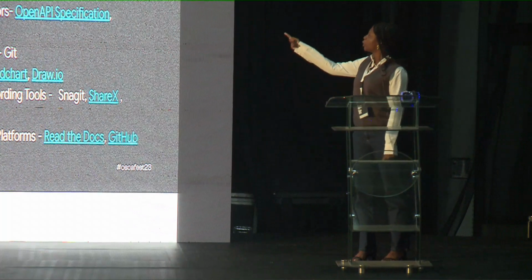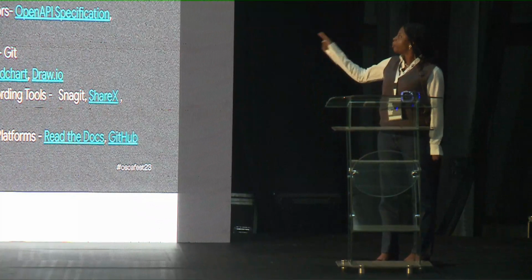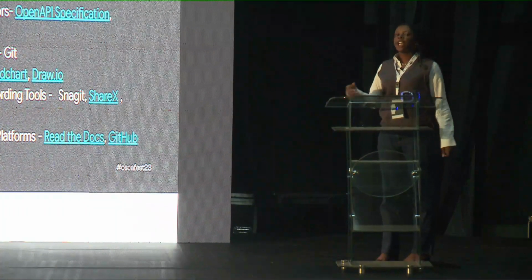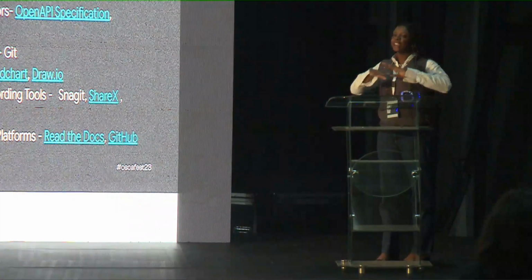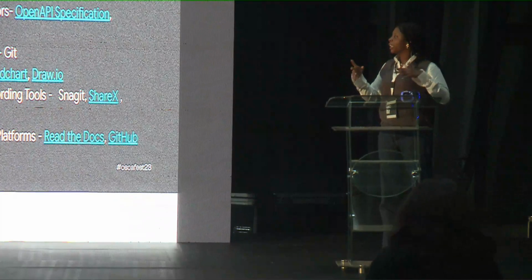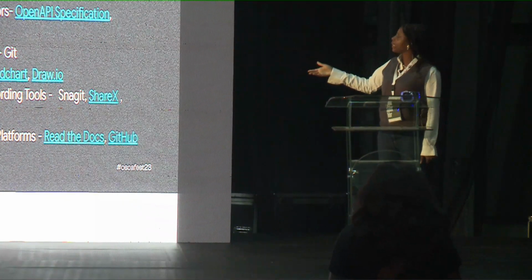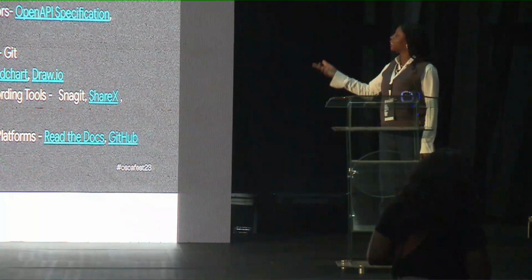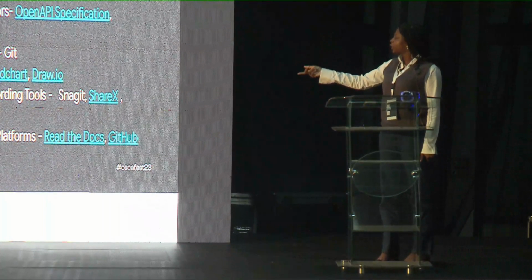Tools for creating technical documentation. You have documentation generators, OpenAPI specification and Sphinx. OpenAPI specification is mostly used for REST APIs. Sphinx is a general documentation generator. Then you have version control like Git, and tools for creating diagrams and flowcharts like Lucidchart, Draw.io. You also have tools for screen capture and recording.